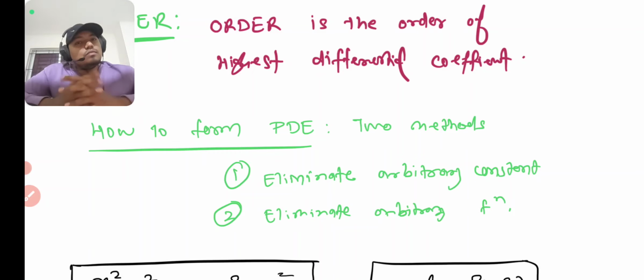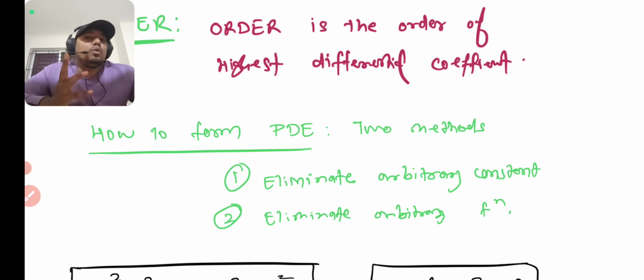See guys, what is the difference? What is an arbitrary constant? Arbitrary constant means, suppose I am writing an equation and in that I wrote plus a. That plus a value I don't know. That plus a value can be 2, can be 3, can be anything. In different questions, that a value can change. That is known as arbitrary constant.